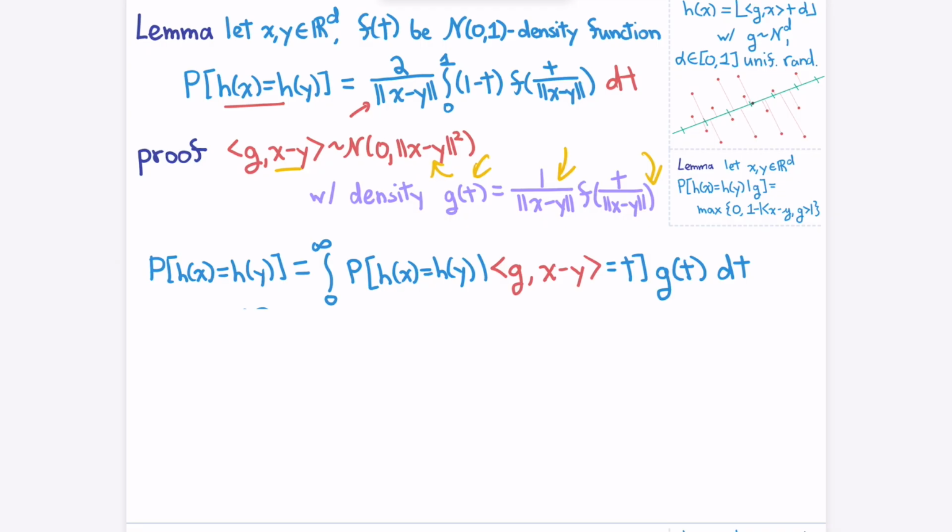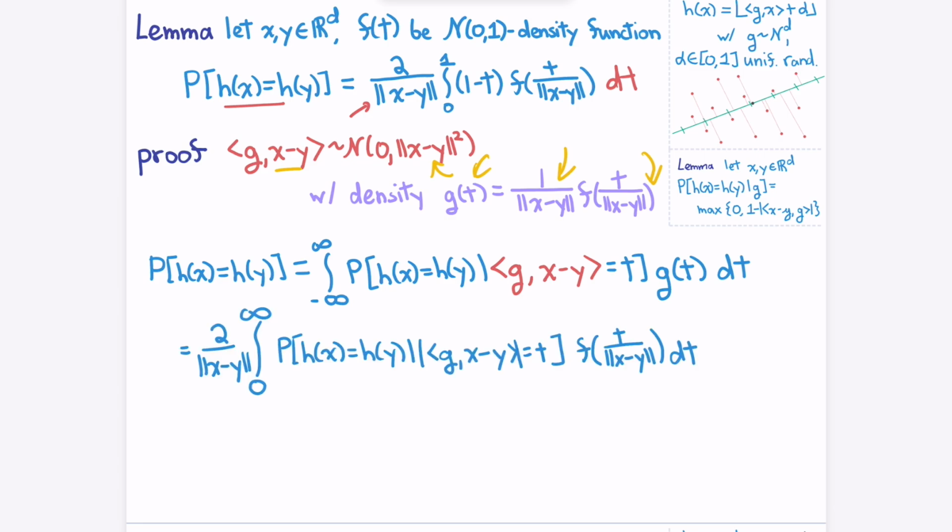Negative? Where should the negative sign be? Why is the integral from 0? Oh, it should be negative infinity. Yeah, it's going to be corrected in a moment. Good. Let's write it this way.